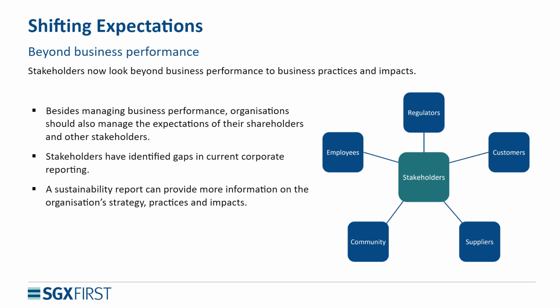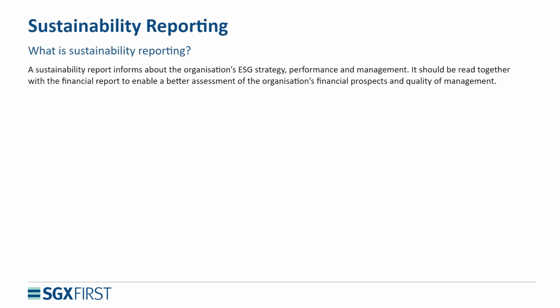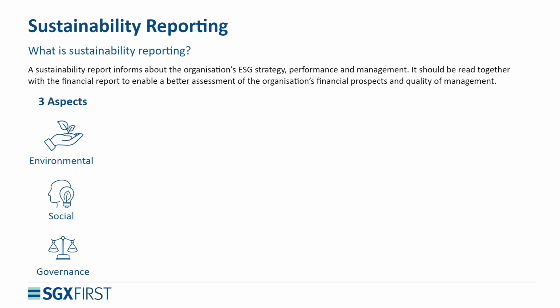A sustainability report is a tool that can help to narrow this gap by providing more information on the organization's strategy, practices, and impacts. A sustainability report informs about the organization's ESG strategy, performance, and management. It should be read together with the financial report to enable a better assessment of the organization's financial prospects and quality of management. A sustainability report covers three aspects: E, S, and G: environmental, social, and governance.